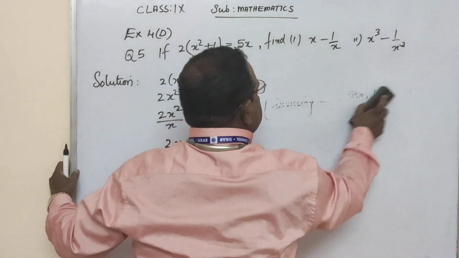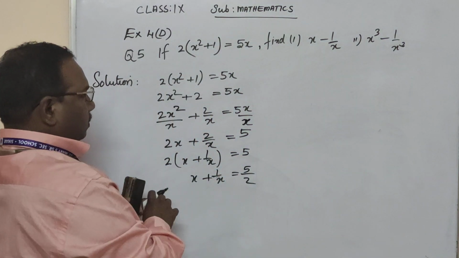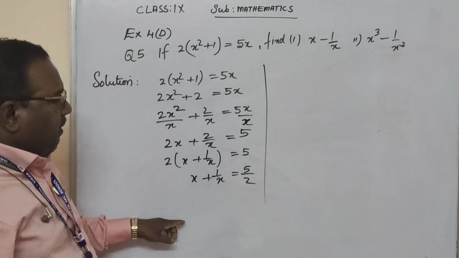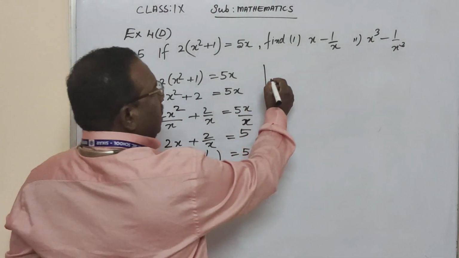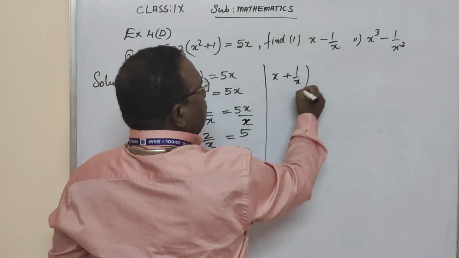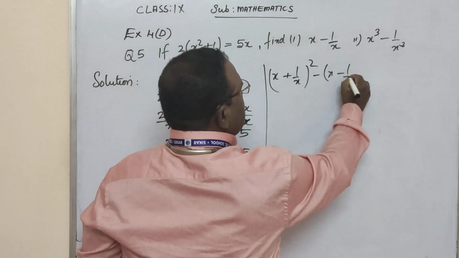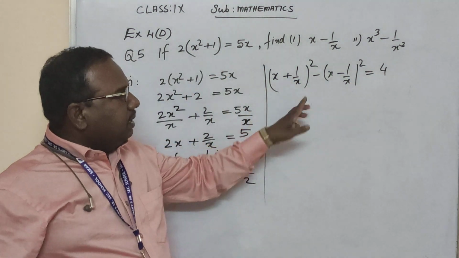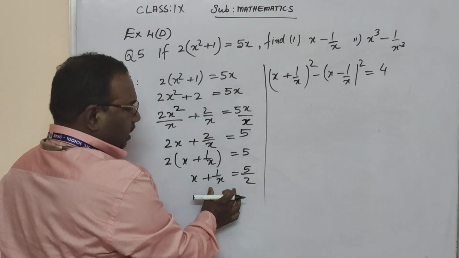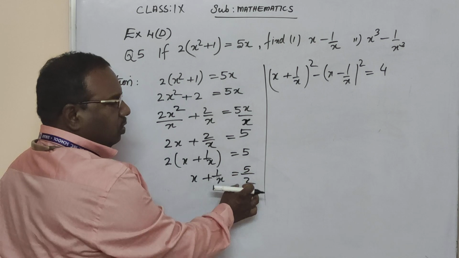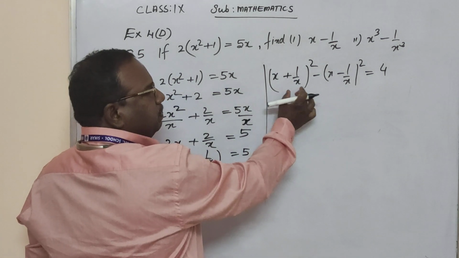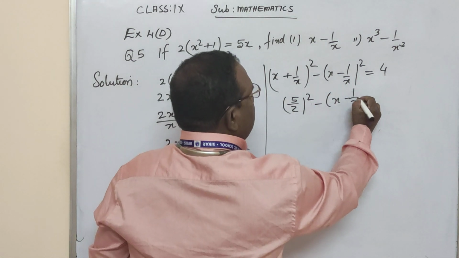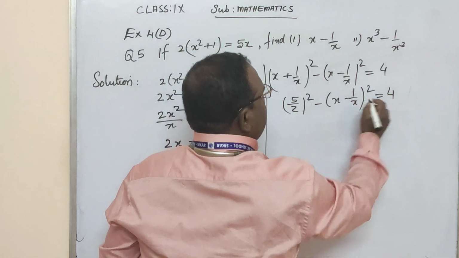I am solving here. The identity that you learned in the previous classes, let's apply that identity. You know, x plus 1 by x all square minus x minus 1 by x all square is equal to 4. We are going to apply this identity. Now we can apply the formula here. The value of x plus 1 by x is equal to 5 by 2. Here we write the value of x plus 1 by x, 5 by 2 all square, minus x minus 1 by x all square is equal to 4.